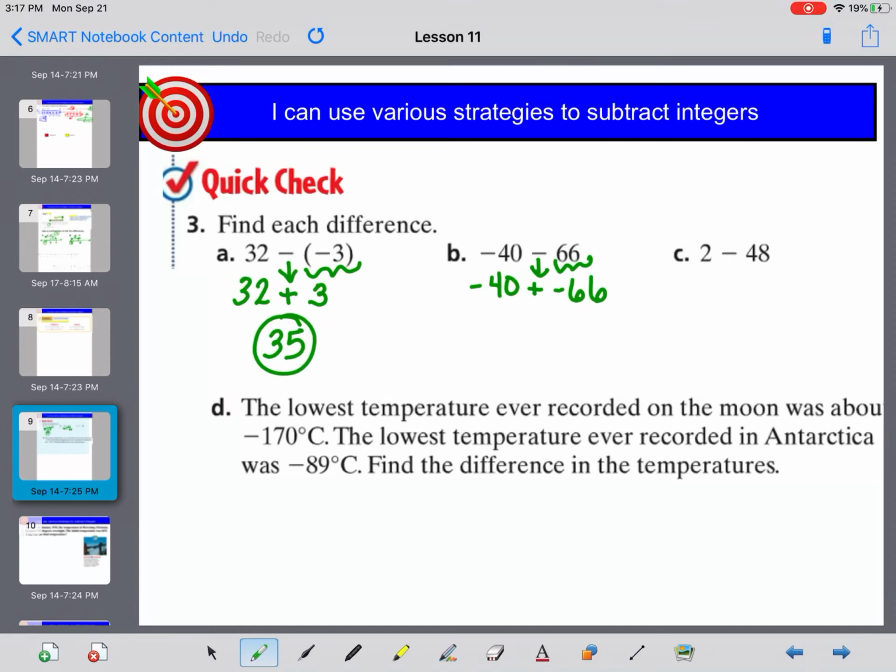And now I can go back to the rules I learned yesterday. When I'm adding and the signs are the same, I simply add the two numbers together and give it the same sign.